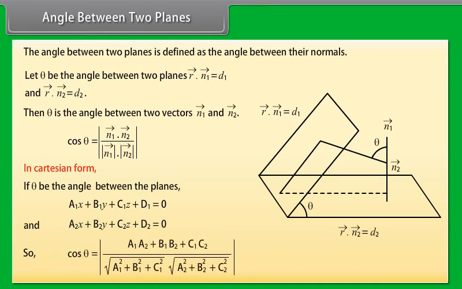So, cos theta equals modulus of a1 a2 plus b1 b2 plus c1 c2 divided by square root of a1 square plus b1 square plus c1 square into square root of a2 square plus b2 square plus c2 square. Distance of a point from a plane.